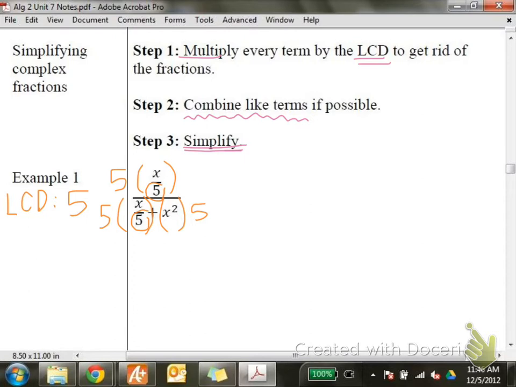So take a look. This is 5 times x over 5. Does anything reduce? The 5's reduce. Does anything reduce in the denominator? The 5's again. So what am I left with? x over x plus 5x squared.